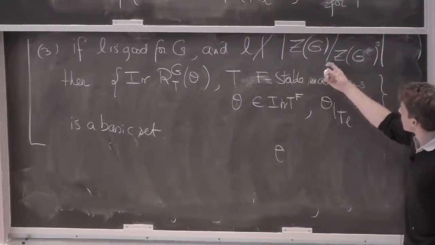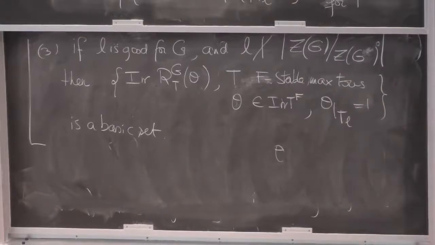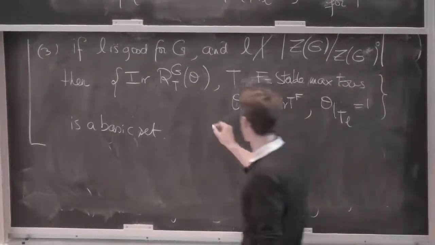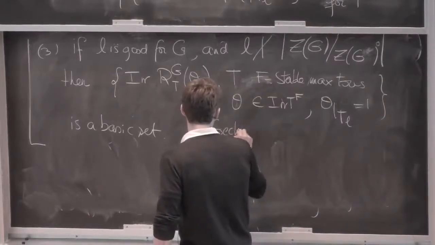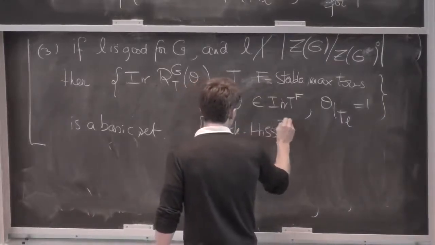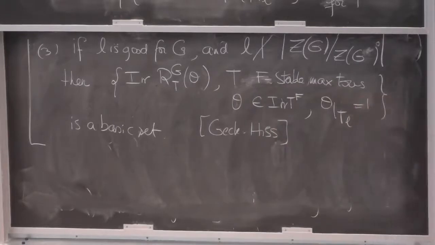And also when you have a center which is too big, for example in SLN, you really have to change the basic set to get something. So there are results. This is a result by Geck and Hiss. There are further results by Hiss for classical groups when the characteristic is 2, and that really shows that you have to change your basic set. You can no longer keep this thing.